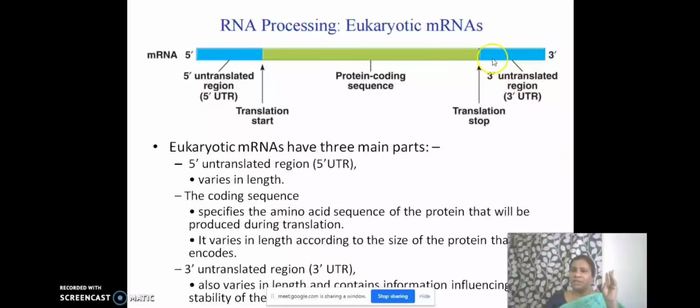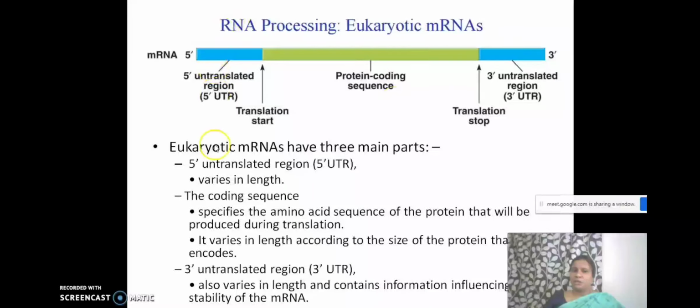And then you have some region at the 3' end which is called the 3' untranslated region, or 3' UTR. And the region that connects both the 5' UTR and the 3' UTR is called the protein coding sequence. This is called the protein coding sequence, in between the 5' UTR and the 3' UTR.